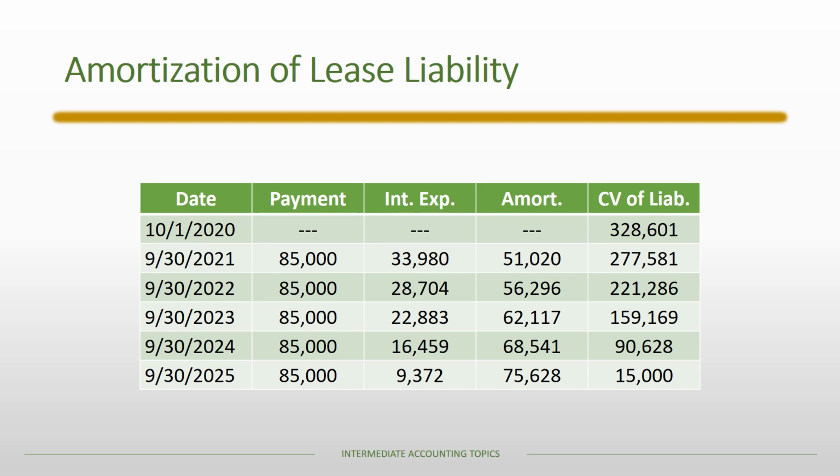Through that amortization, you can see that over time, as the carrying value is reduced, the interest expense is reduced, and the amortization increases until we arrive at the $15,000 residual value at the end of the amortization table. And barring any rounding errors, that's exactly where you'll end up every time. You'll always end up at the residual value.